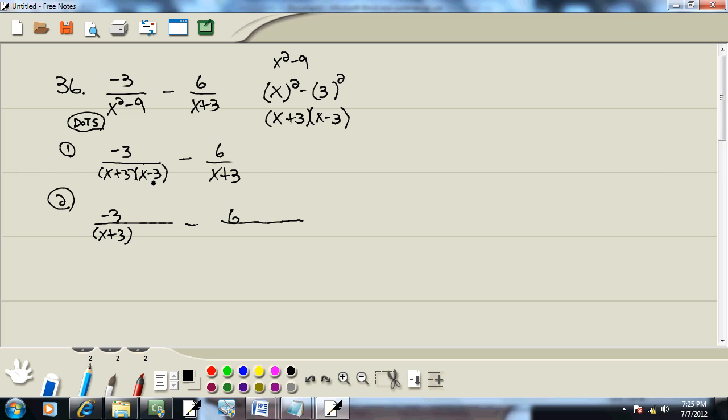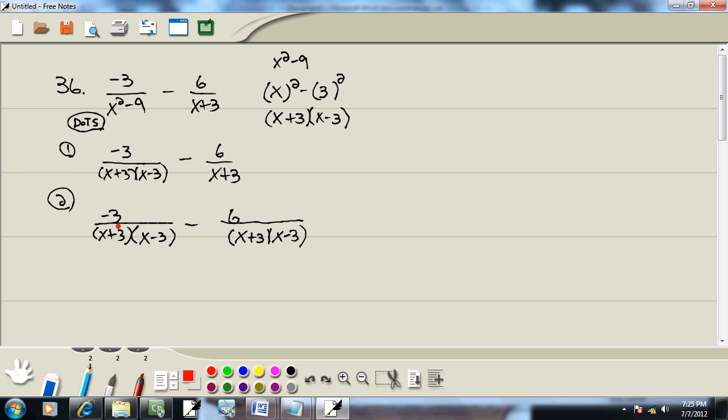Now the x minus 3, our next factor. I'm looking for the greatest number of x minus 3's in any single denominator. There's 1 here, none here. So the greatest number of x minus 3's will be 1. So that's our LCD. And we're going to rewrite each fraction with that new denominator.